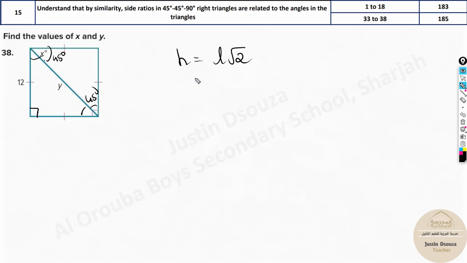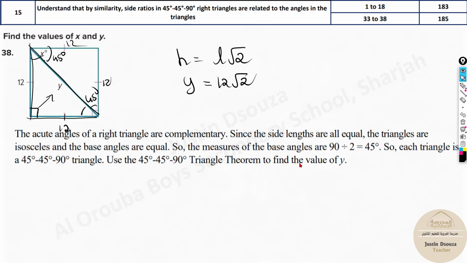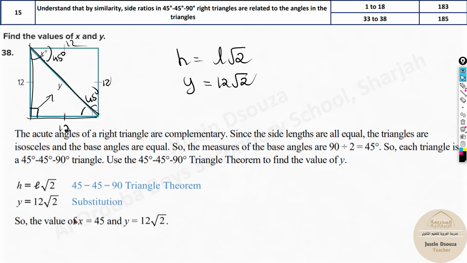H is y. We don't know the diagonal or the hypotenuse in this triangle. See, this is the hypotenuse in this, because it's opposite to 90. One of the legs is known, so these all are the same: 12, 12, 12. Leg is 12, so 12 root 2. That's the answer. y is 12 root 2 and the x value is 45 degrees. That's how we solve these problems easily.